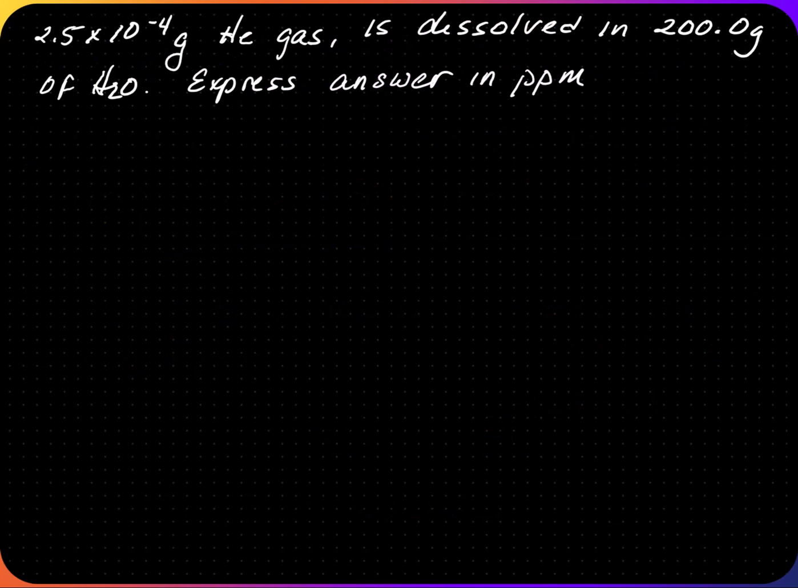Here we have 2.5 times 10 to the negative 4th grams of helium gas that is dissolved in 200 grams of water. Express your answer in parts per million. Here the gas is your solute because it's being dissolved in 200 grams of water, which is your solvent. We're looking for parts per million.